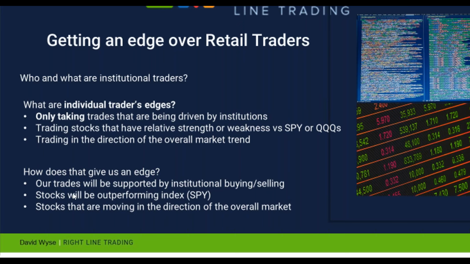And how does it give us an edge? Well, our trades are being supported by institutional buying and selling. This is a big deal. Very important. We're just trading what they're trading. Now, we're following in their footsteps. We're not going to beat them, but we can follow them. The stocks will be outperforming the SPY. That's the relative strength, relative weakness, and they are moving in the direction of the overall market. So this is our edge in how we trade high probability trade setups.